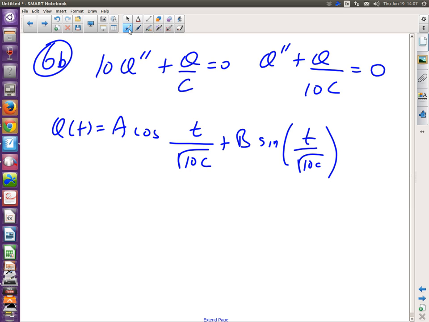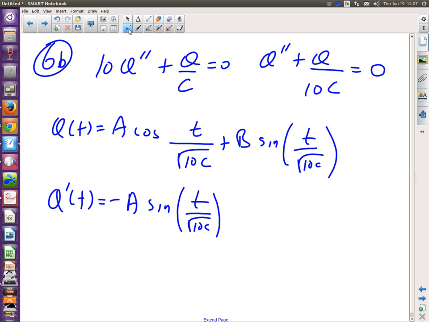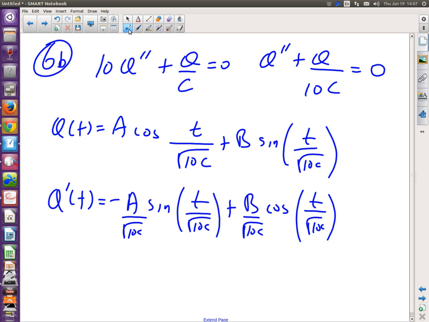All right, so what does the derivative look like? Q prime has got to be negative A sine of stuff, rad 10C is just a constant, times the derivative of stuff, plus B cosine stuff times the derivative of the stuff, 1 over rad 10C. All right, let's throw in some initial conditions.